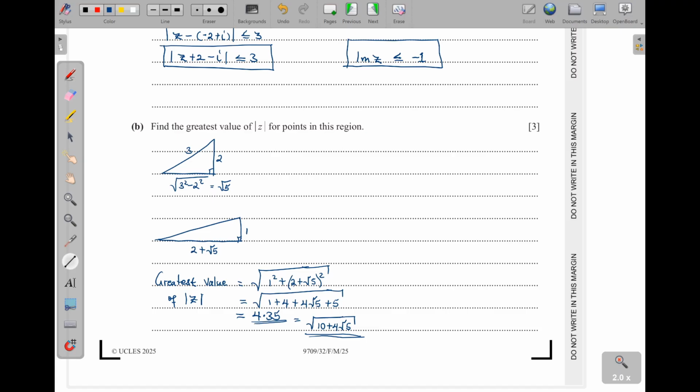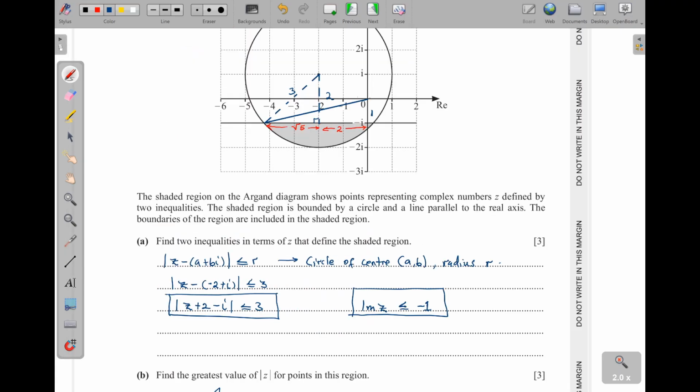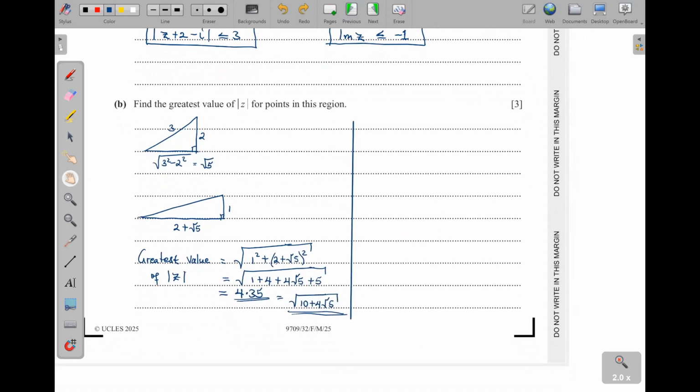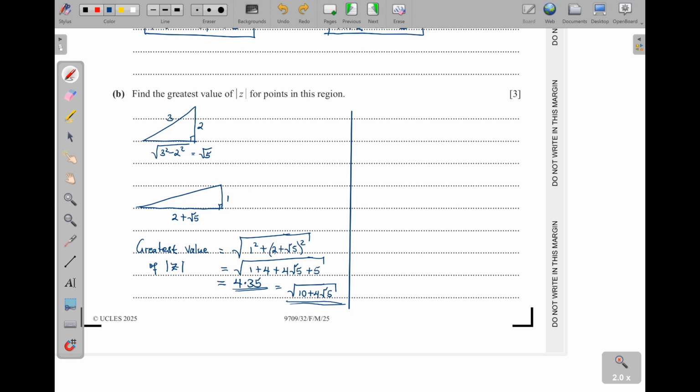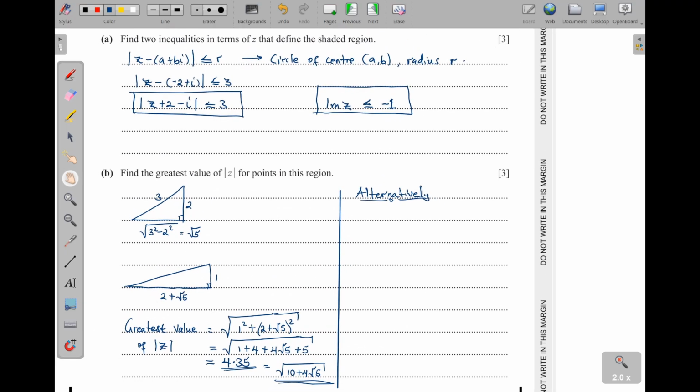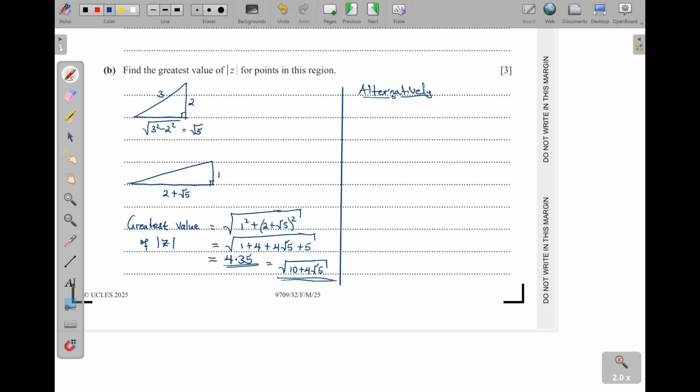Now, alternatively, we can find where these two meet, this point and this point. We solve them simultaneously. Now, this is what we are going to do. Because we have our equations, so those are the ones that we can use. Instead of using imaginary of z, which is equal to -1, I'm going to have, because that is a horizontal line, I can say y is equal to -1.